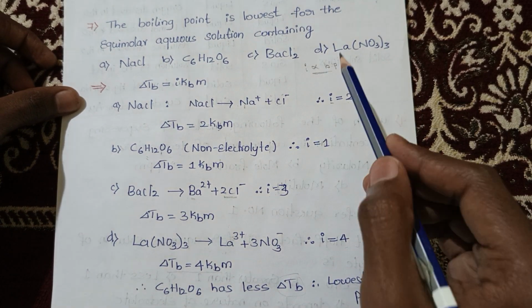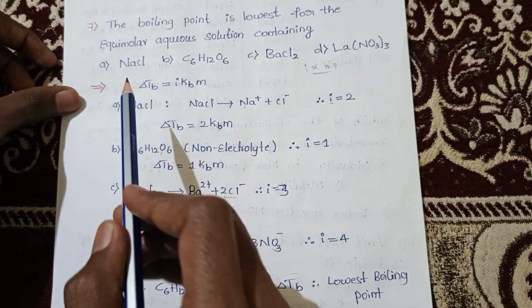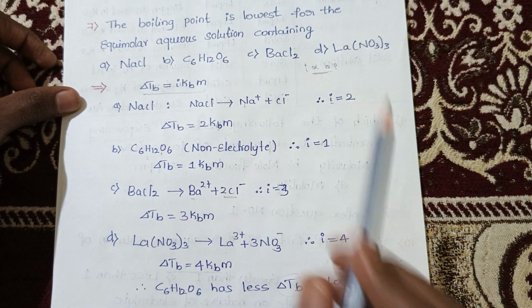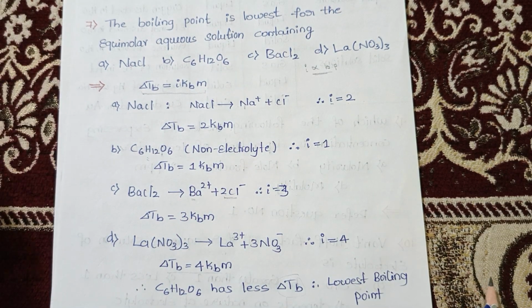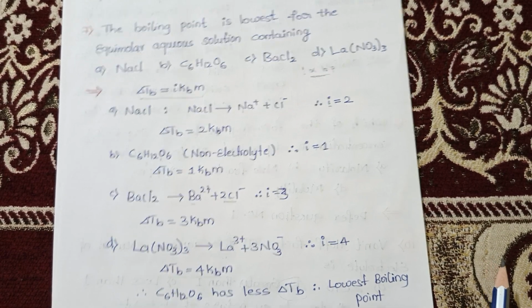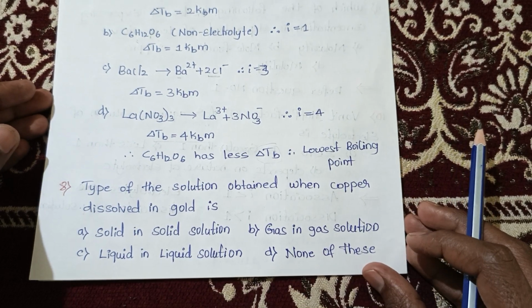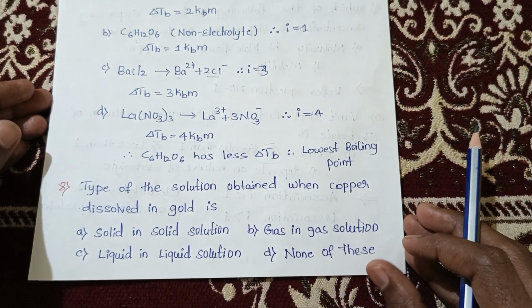So we can directly take the i value also, or we can use this relation, the relation between the Van't Hoff factor as well as the relative lowering of vapor pressure. Clear? Okay.